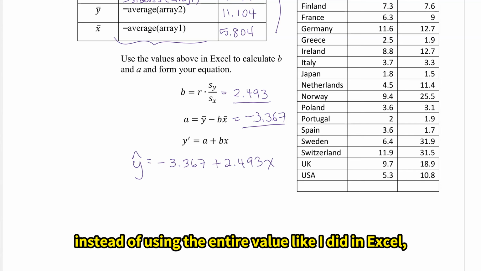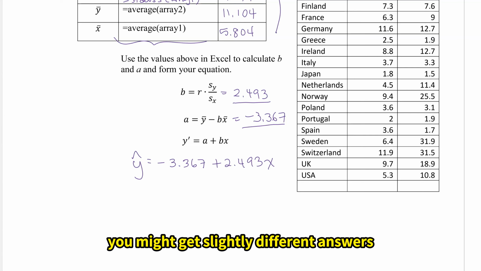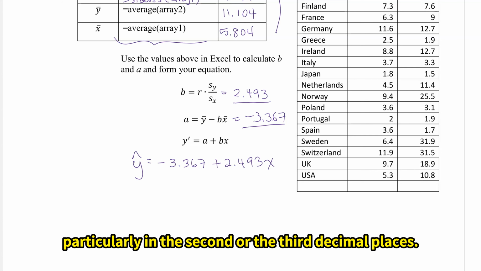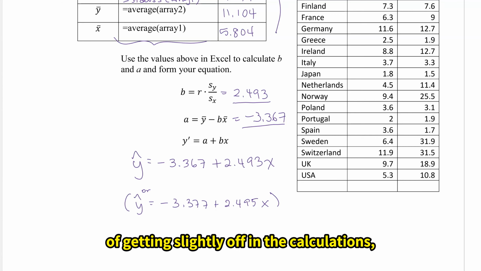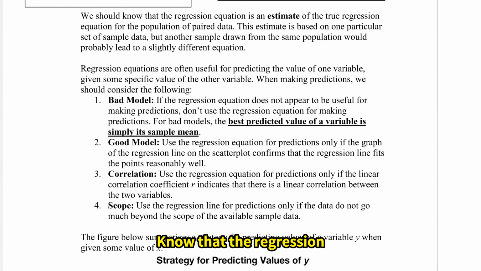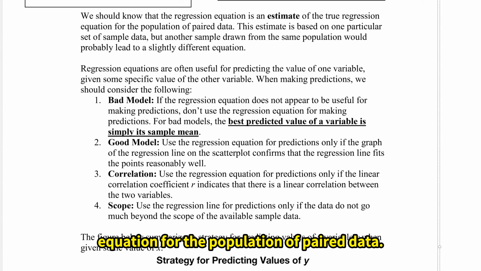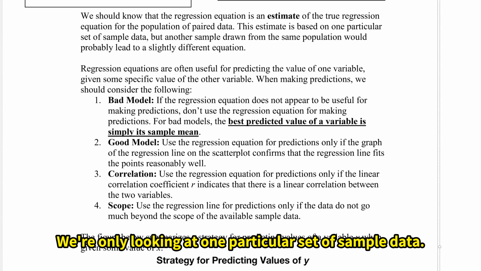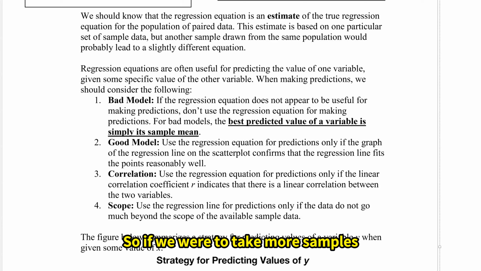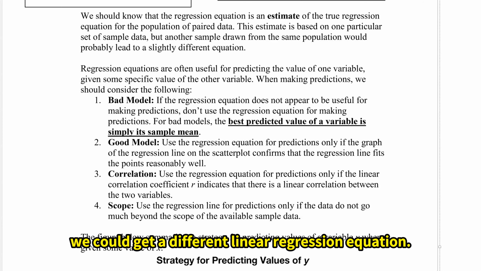And if you round your correlation coefficient to 0.801 instead of using the entire value like I did in Excel, you might get slightly different answers, particularly in the second or the third decimal places. So there could be a possibility of getting slightly off in the calculations, depending on how you're rounding. Know that the regression equation is an estimate of the true regression equation for the population of paired data. We're only looking at one particular set of sample data, so if we were to take more samples or use a different sample, we could get a different linear regression equation.